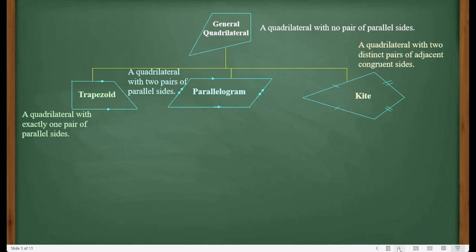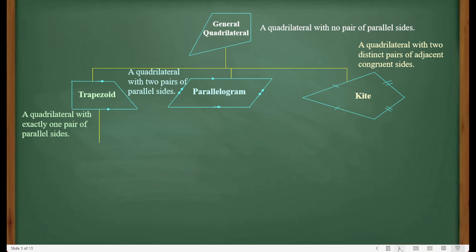And as for the kite, it is defined as a quadrilateral with two distinct pairs of adjacent congruent sides. Now, this is the first pair of adjacent congruent sides, and this pair is congruent. Separately, the second pair of adjacent sides are congruent. So that is the kite.